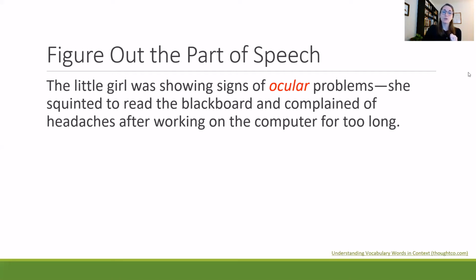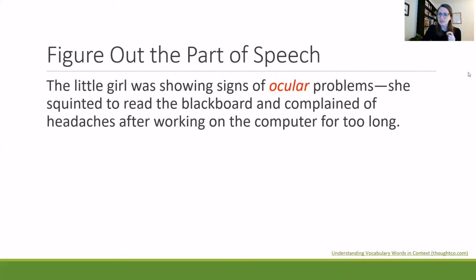So if we look here, the little girl was showing signs of ocular problems. She squinted to read the blackboard and complained of headaches after working on the computer for too long. So when we look at this, I'm thinking about what is ocular.